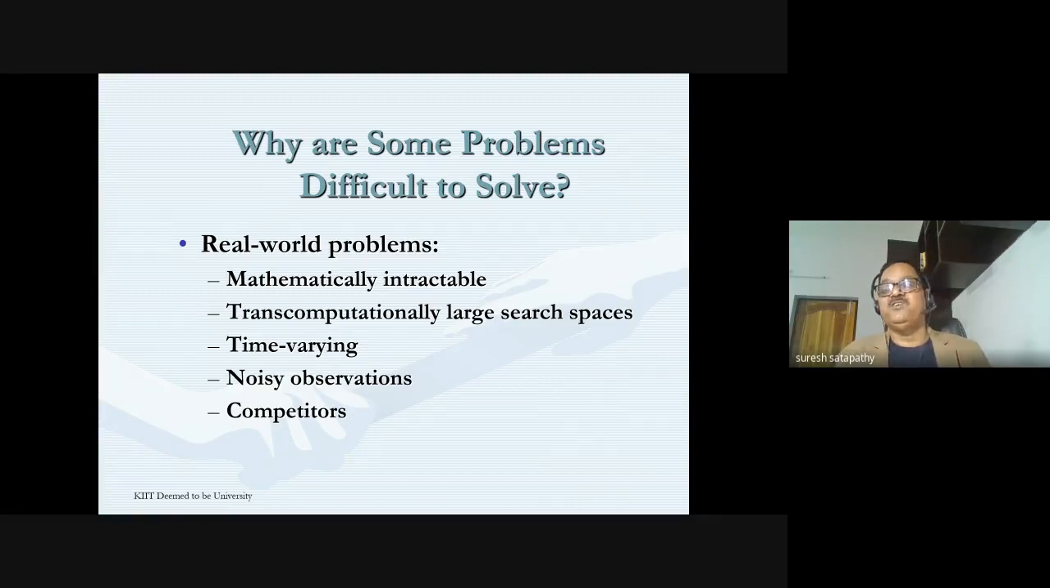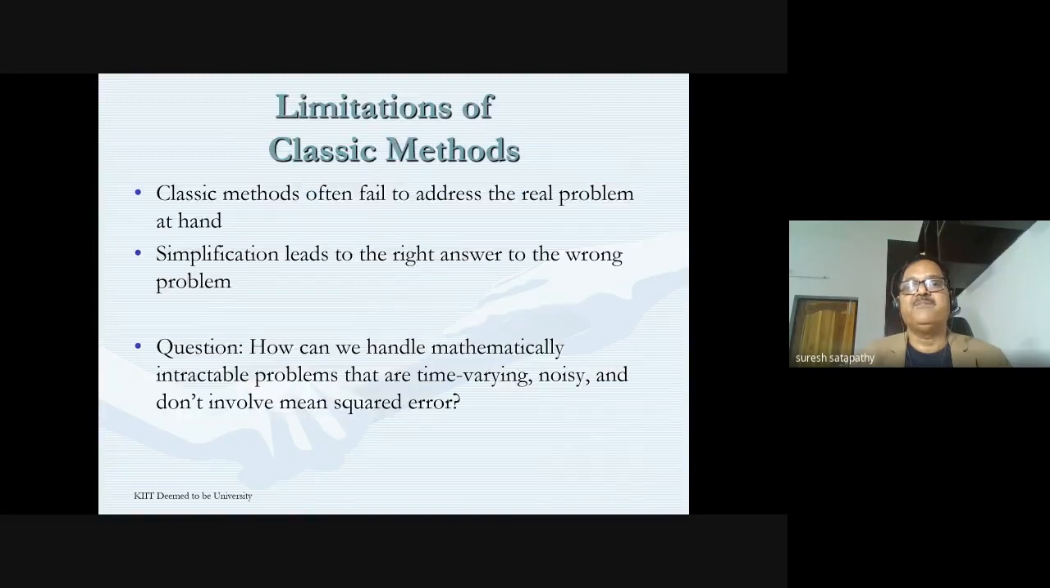It may require transcomputationally large search spaces, or it has a time-varying nature. Whatever data I'm collecting at this time, one week after, things may have changed. Or there may be noisy observations, or so many competitors. So there are some problems, as I said, the K-means problem is one such, which are really difficult to solve in computationally less time. So we need to think about alternatives.